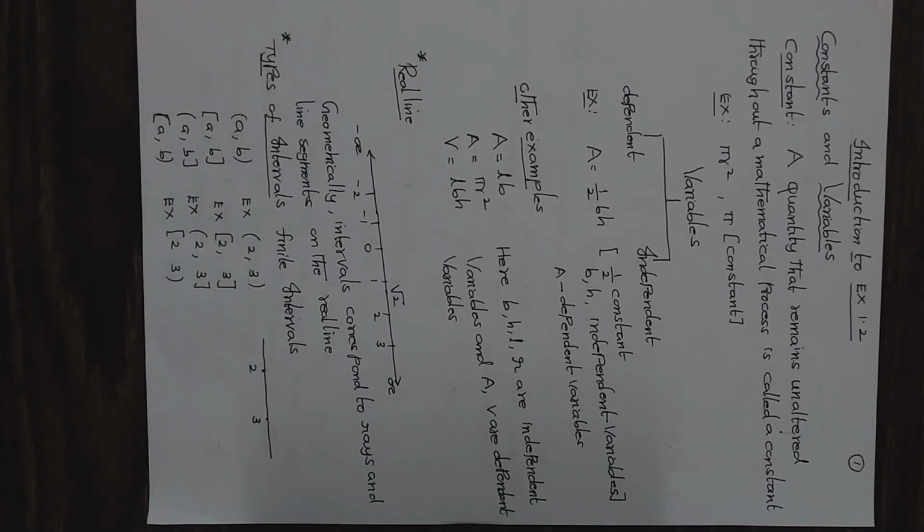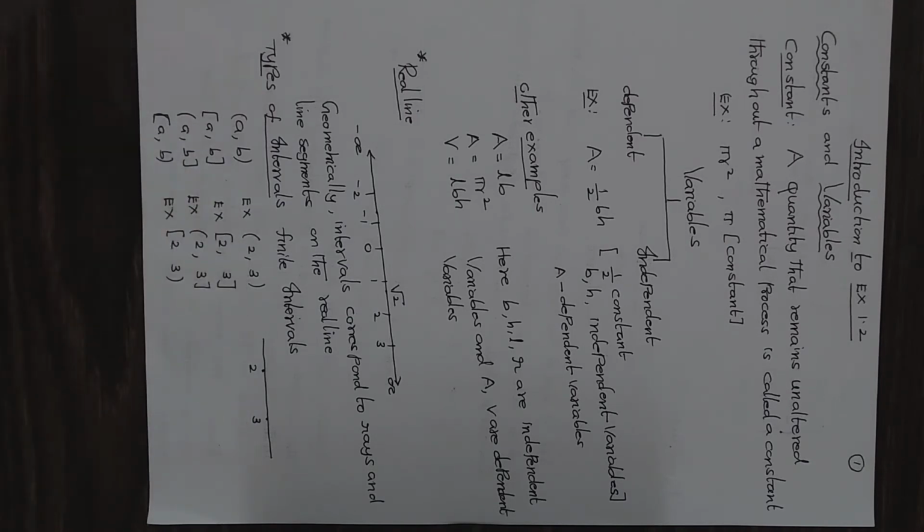Okay. Now next topic, types of intervals, which is very important. Now you see here (a, b), it is an open interval. For example (2, 3). This is 2, this is 3. So what is the meaning of this interval?